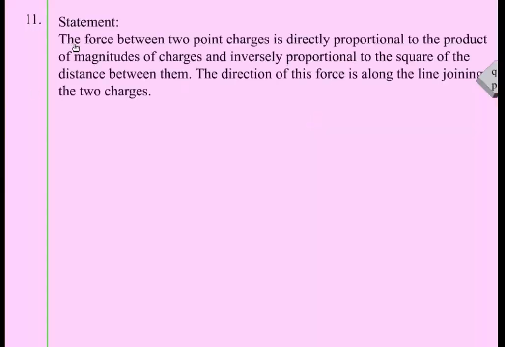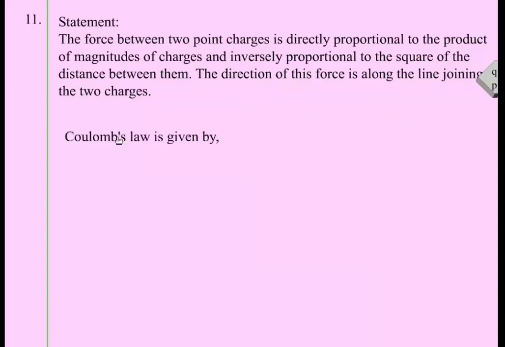So the statement is like this: the force between 2 point charges is directly proportional to the product of the magnitudes of the charges and inversely proportional to the square of the distance between them. The direction of this force is along the line joining the two charges. In this statement, this "point charges" is important because Coulomb's law is applicable for point charges. And this direction is also important because Coulomb's law gives both the magnitude of the force and also the direction.